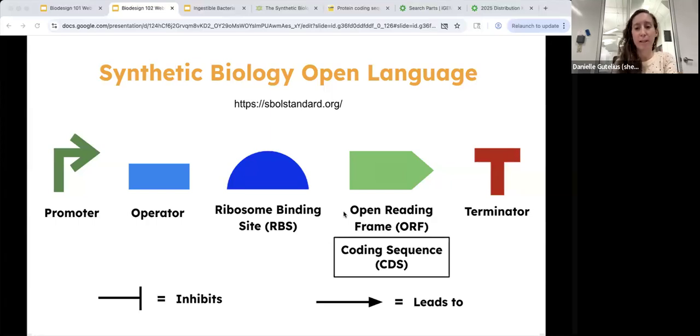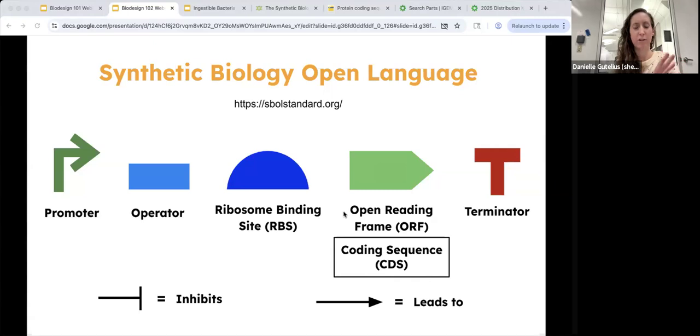So your promoter is going to regulate transcription along with the operator. The ribosome binding site is going to regulate translation. And the terminator is going to tell you when you've reached the end of your coding sequence. Okay, so the operator is where any repressor that might be present in your system is going to bind. Anytime you're inhibiting or stopping a certain process, you're going to use that kind of sideways T symbol at the bottom. And anytime you're producing something or there's a process that leads to something, you're going to use an arrow.